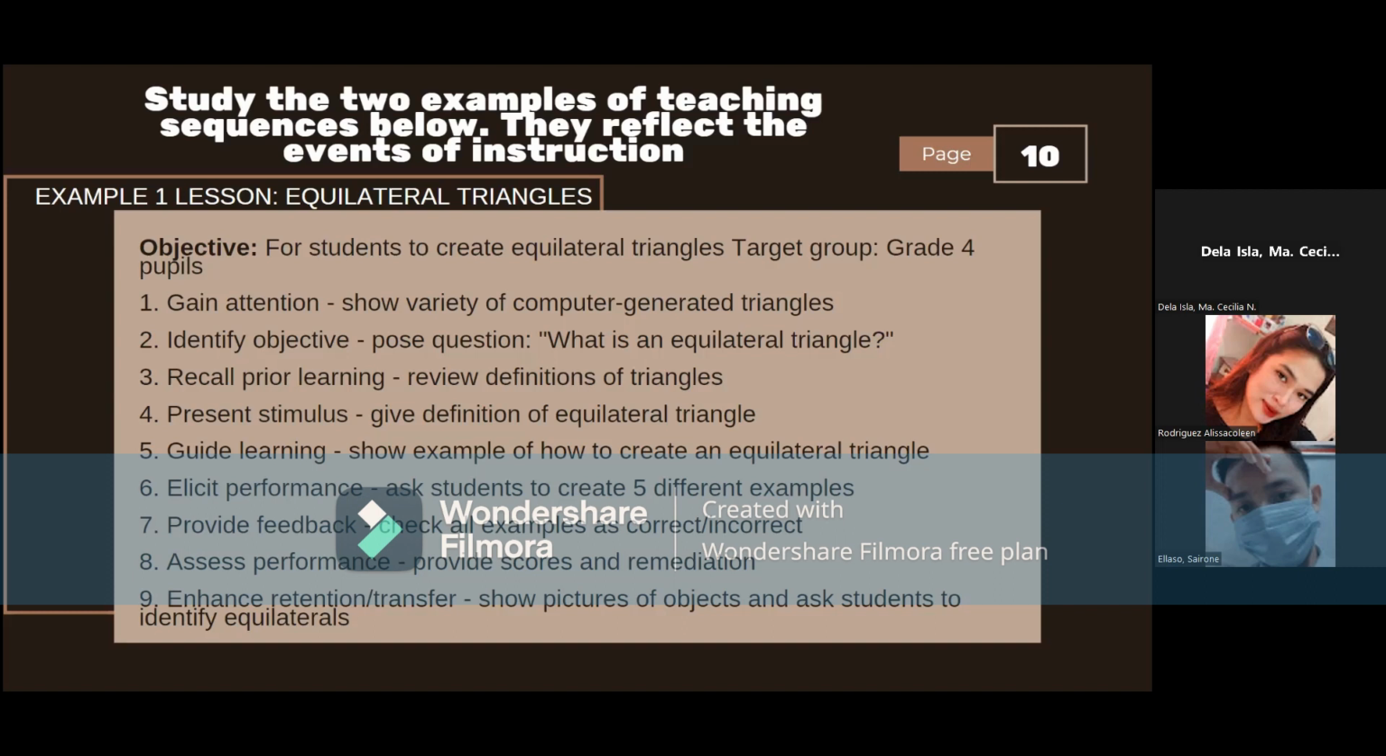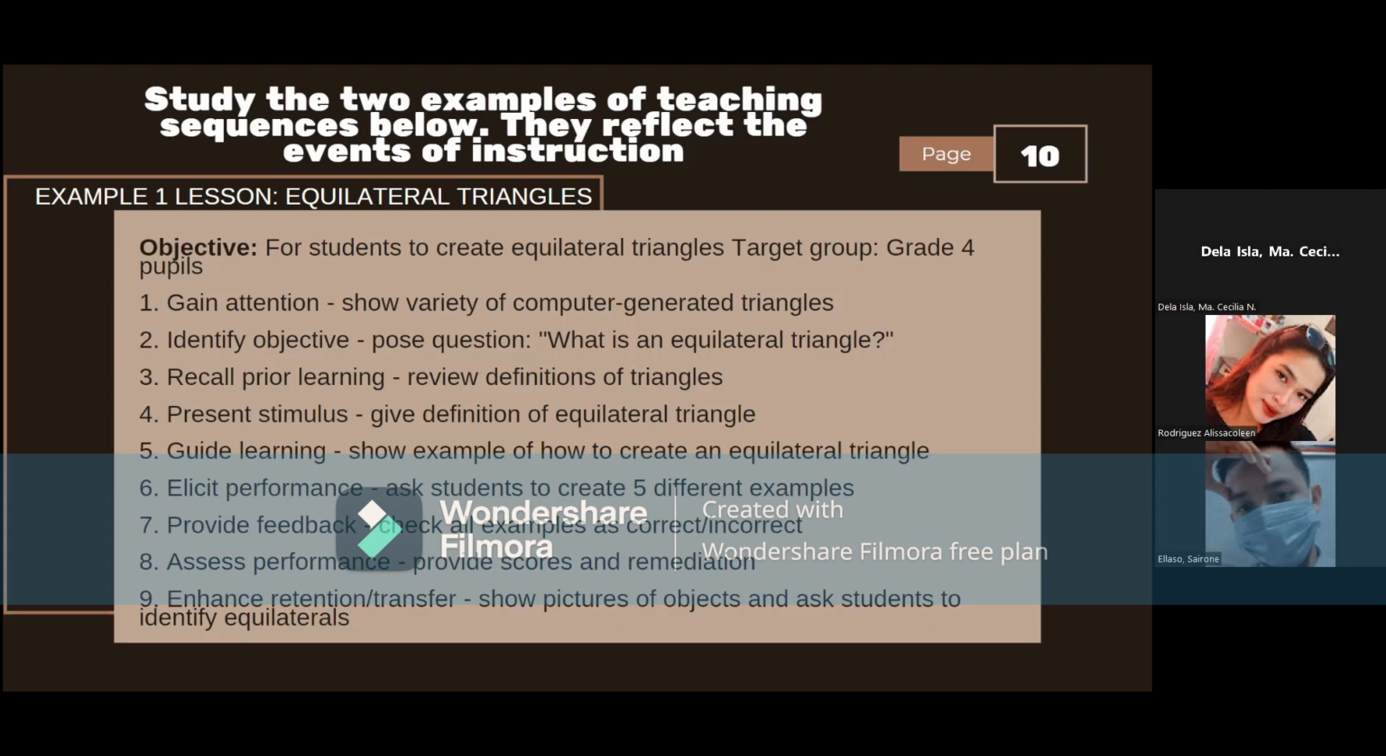So here, number 1, the gain attention, the teacher shows a variety of computer generated triangles. So to get the attention nung kanyang student bago simulan yung lesson proper, nagpakita siya ng mga computer generated triangle. So we know that grade 4 students, ang hilig niyan yung mga presentation na makukulay, mga video presentation. So the teacher used that para mag-gain yung attention nila or yung focus.